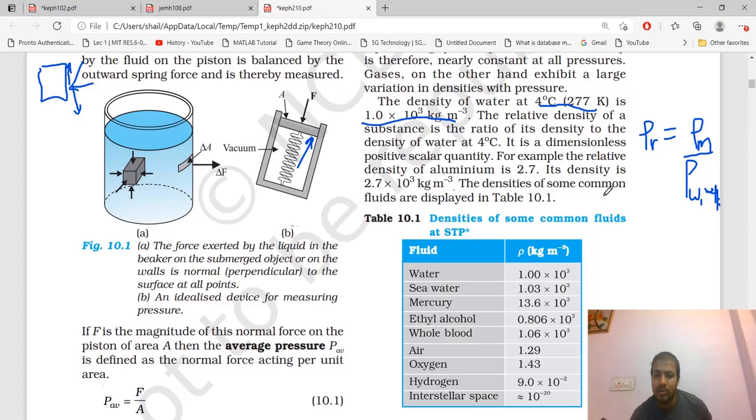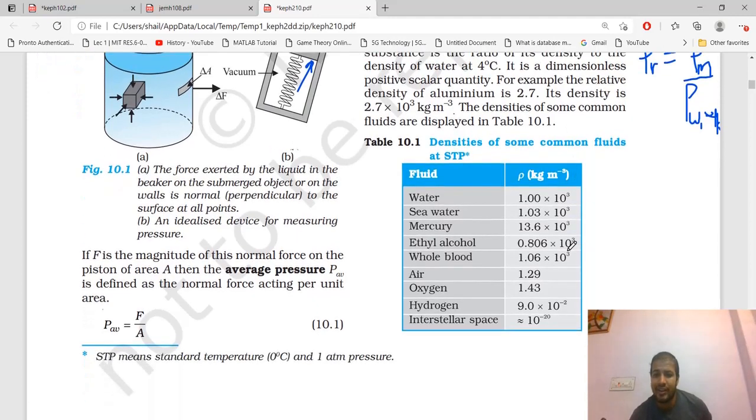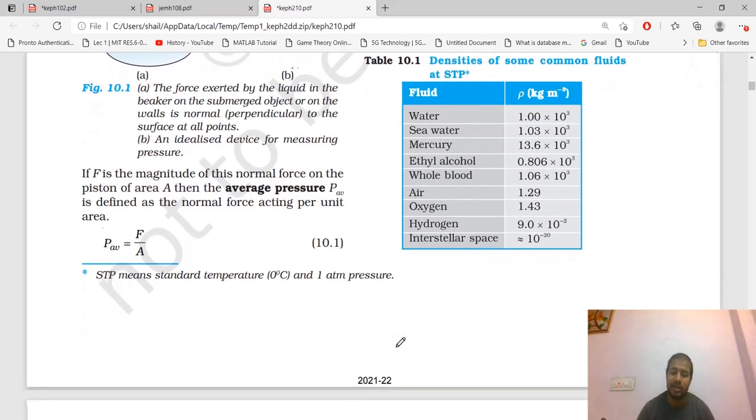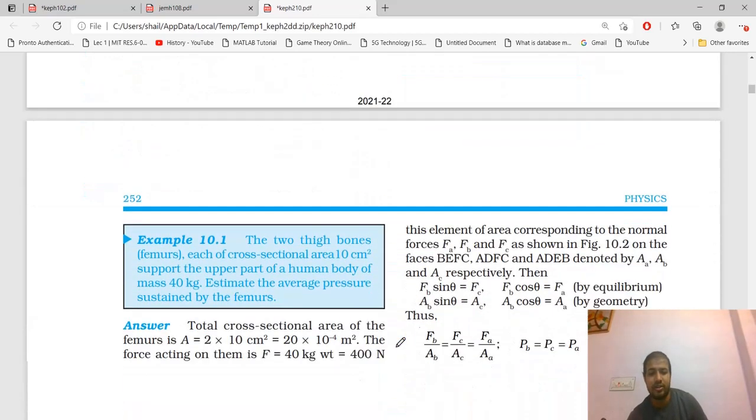The density of some common fluids is displayed in table 10.1. At STP, the fluids are water, seawater, mercury, ethyl alcohol, whole blood. Air is 1.29, oxygen 1.43, and hydrogen 9 into 10 to the power minus 2. And interstellar space has very low density. STP means standard temperature, 0 degrees Celsius, and 1 atm pressure. STP is the condition under which we perform the measurement.